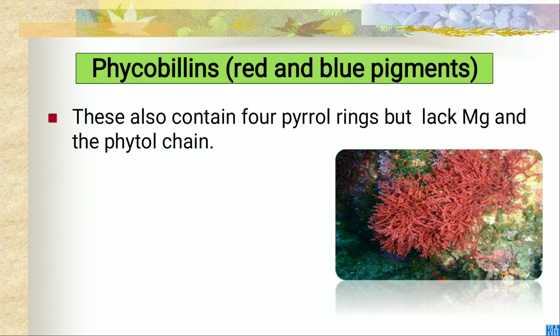Then the third pigment is the phycobilins. They are the red and blue pigments. These also contain the 4 pyrrole rings but lack the Mg and the phytol chain of the chlorophyll structure.